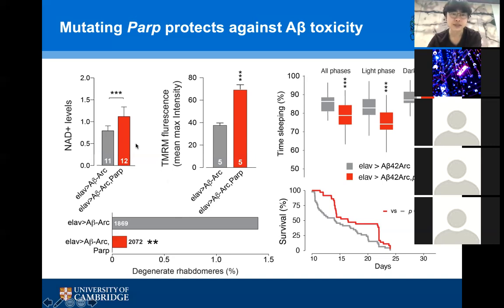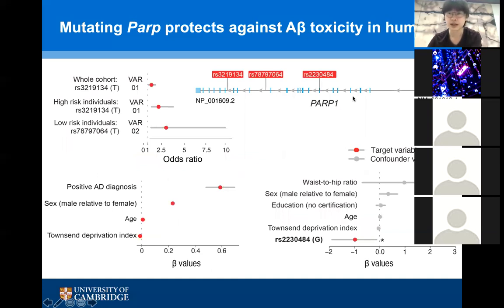So the observation here is that introducing this Parp mutation seems to be protective against amyloid beta toxicity in the fly models. So then I looked at humans, because I'm essentially modeling Alzheimer's disease in flies for humans. So in humans, I used data from the UK Biobank, which contains medical records from more than 500,000 people.